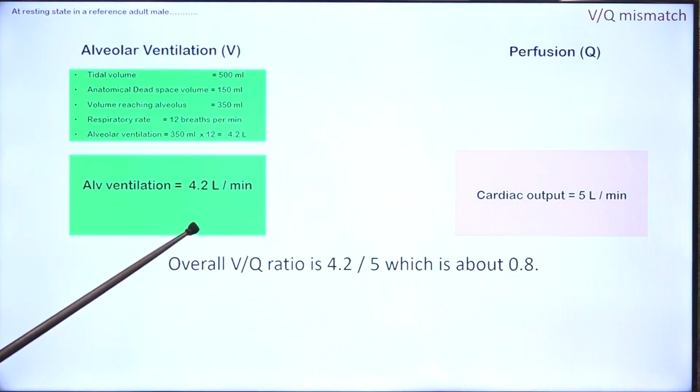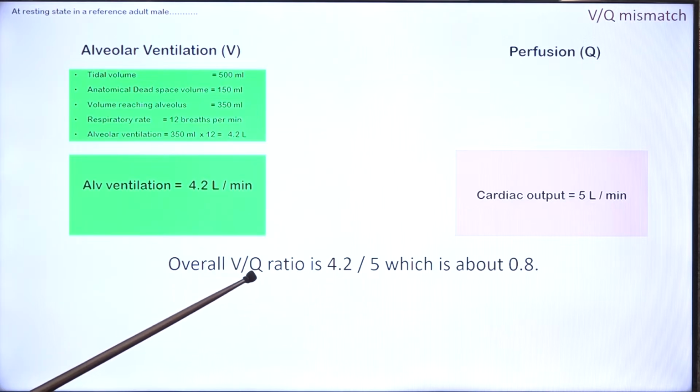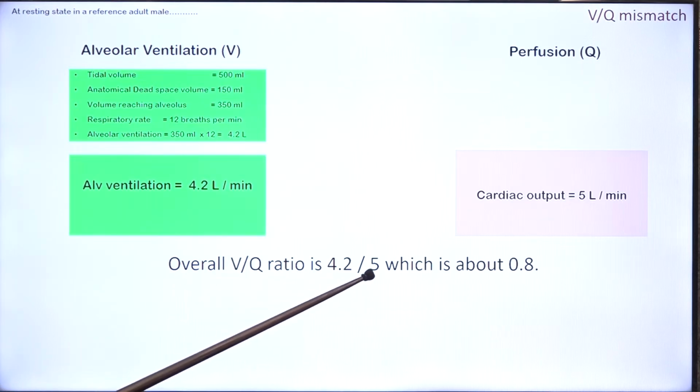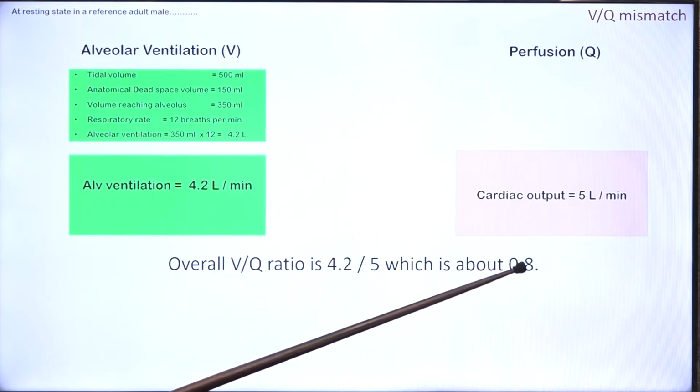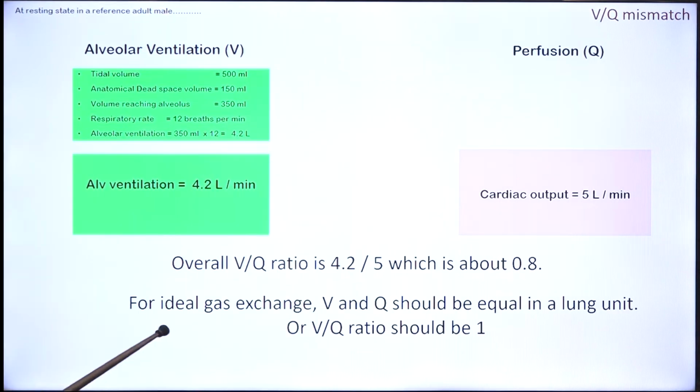In this case, the overall VQ ratio, or the total ventilation perfusion ratio, is 4.2 by 5, which is about 0.8. Remember, we've seen that the respiratory quotient is 0.8 earlier; that is purely incidental. The VQ ratio is also 0.8. For ideal gas exchange, it's good to have a VQ ratio of 1, not just the total VQ ratio, but regional VQ ratios.